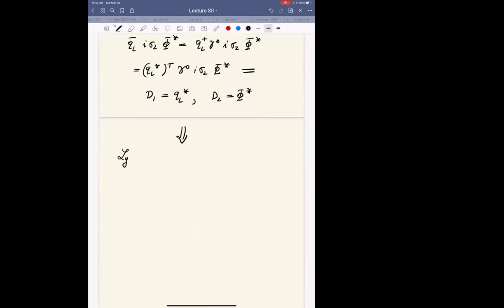The Yukawa interaction of the standard model is QL bar, Yukawa D, phi dR. Just to have it together, Yukawa up, I sigma 2, phi star, UR. These are the quarks. And then there is LL bar, Yukawa electron, phi ER. There is a Hermitian conjugate. This is very important.